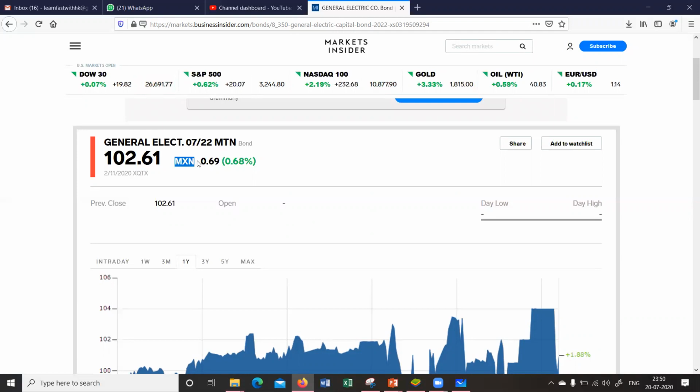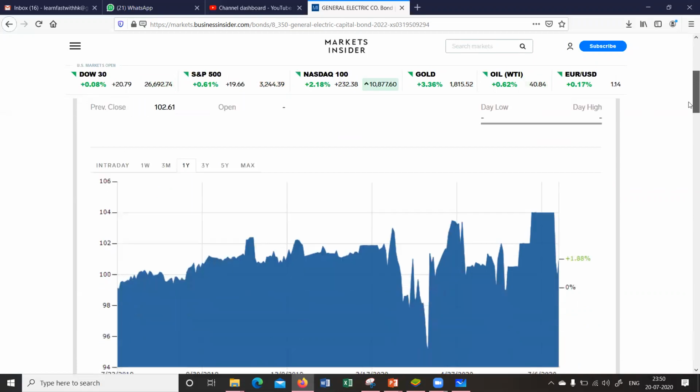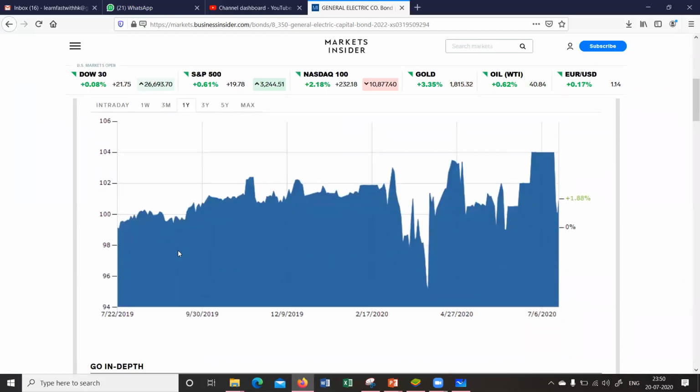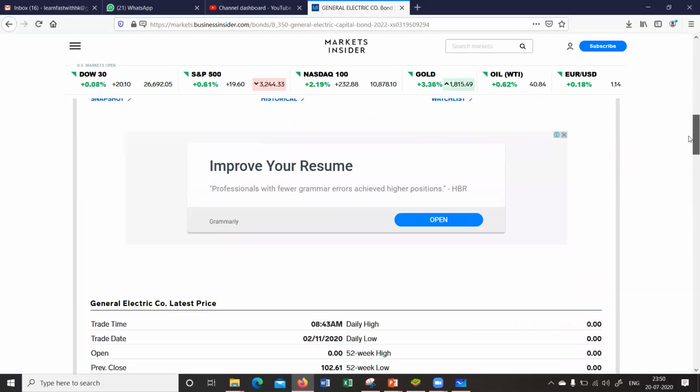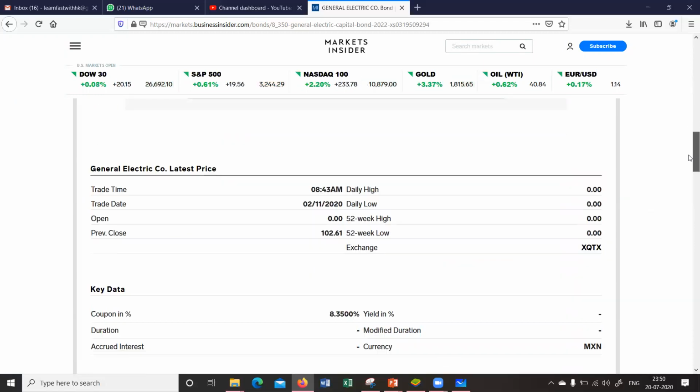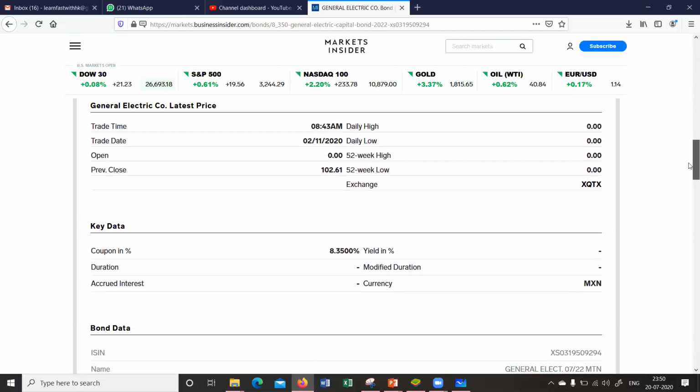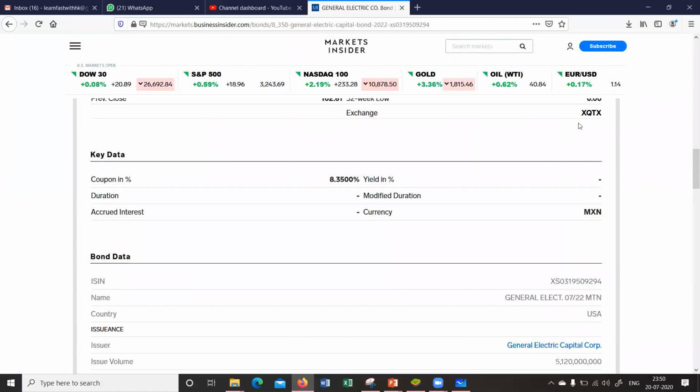And this is the change in the bond price for today. Let me just scroll down for some more details. And this is the price of the bond. This is the way it has fluctuated in the last 1 year or so from 2019. And let me just scroll down further to show you some more details about this bond.